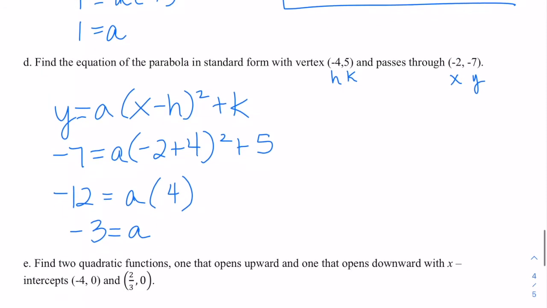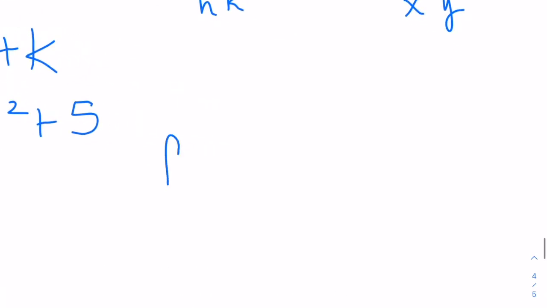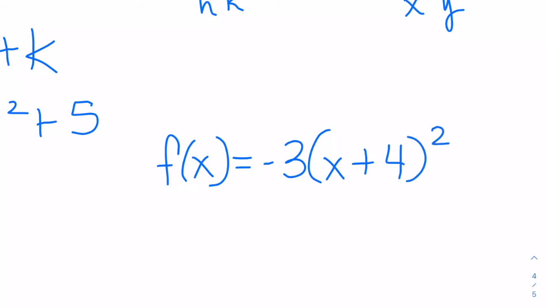When I plug that into the equation, I'll use f of x. Remember, our a is -3 this time. And the equation with the vertex will be -3 times (x plus 4) quantity squared, plus 5.